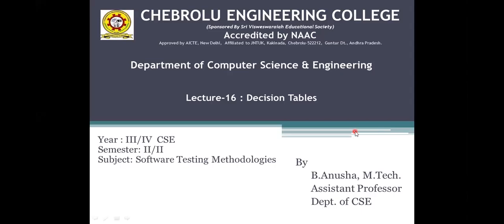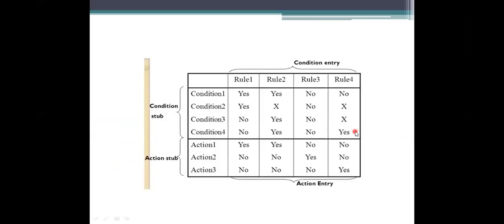Good afternoon, class. Today we'll see the remaining topics of the decision tables. So far we have covered what a decision table is and how it is represented. We are using four areas of presentation in a decision table: condition stub and entry, and action stub and entry.